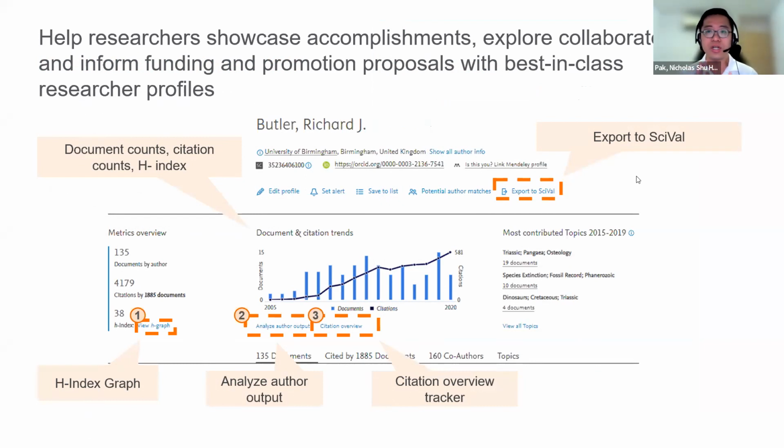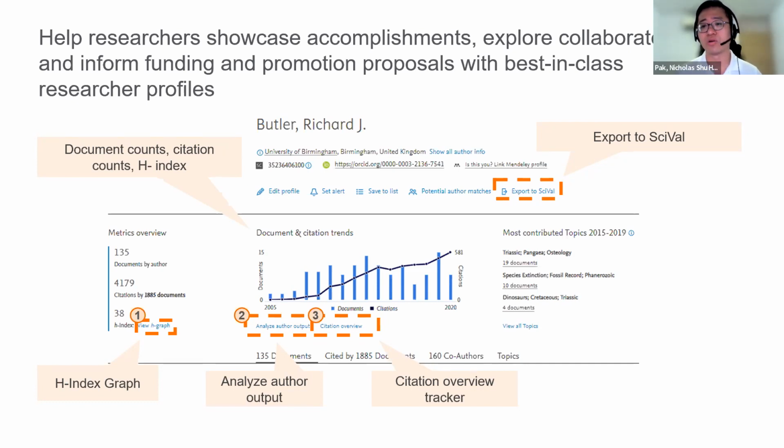So with all the metrics that you can, we are able to help researchers to showcase accomplishments, to explore collaborators, and to inform funding and promotional proposals with the best-in-class researcher profiles. With this author, we are able to see the document counts, the citation counts, as well as the H index. We can see a H index graph. We can analyze the author output and the citations overview tracker as well. You can export it to SciVal if you have access to.